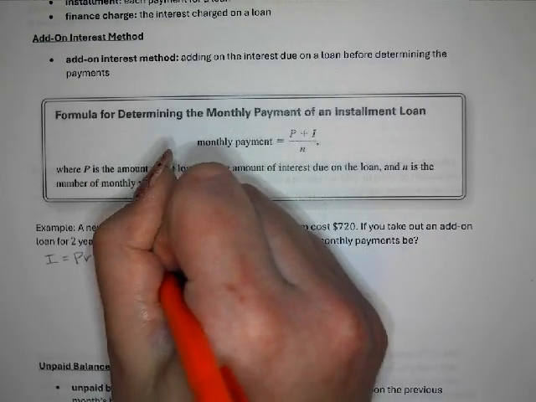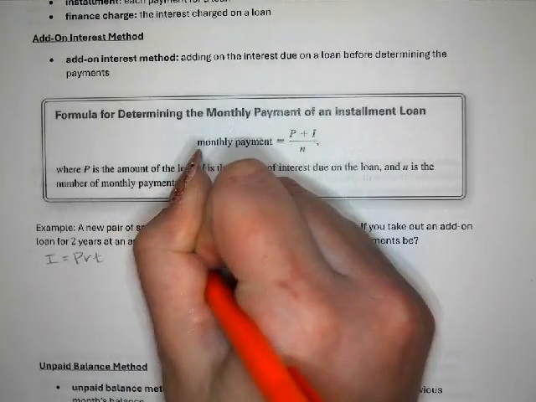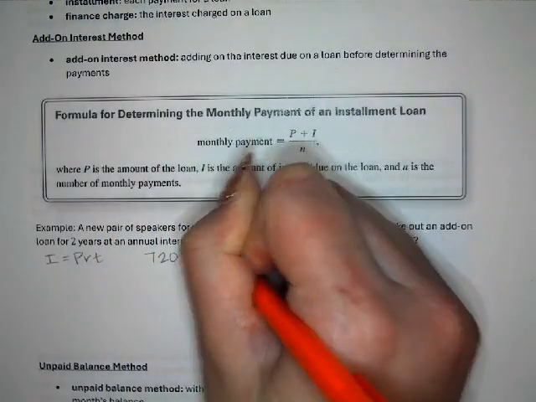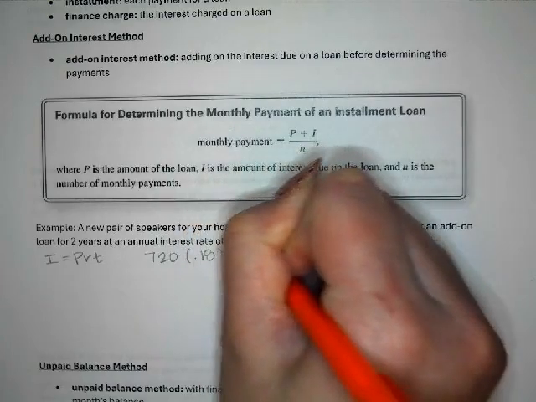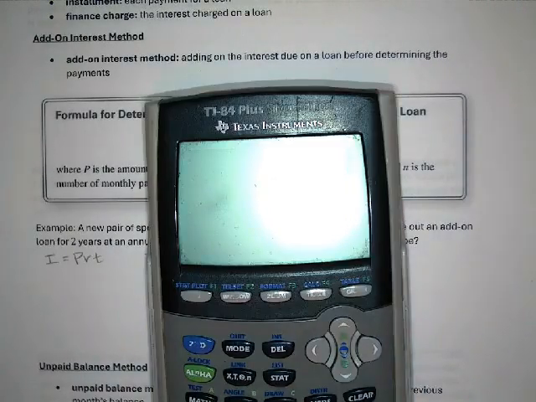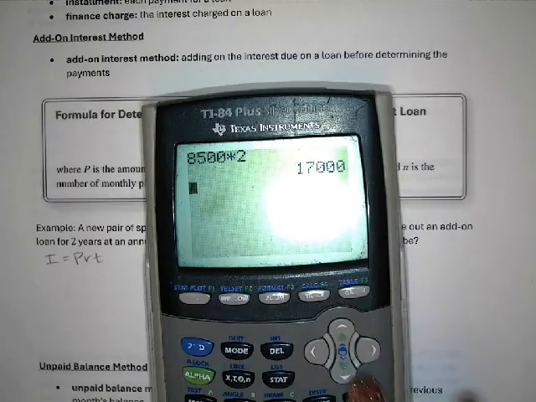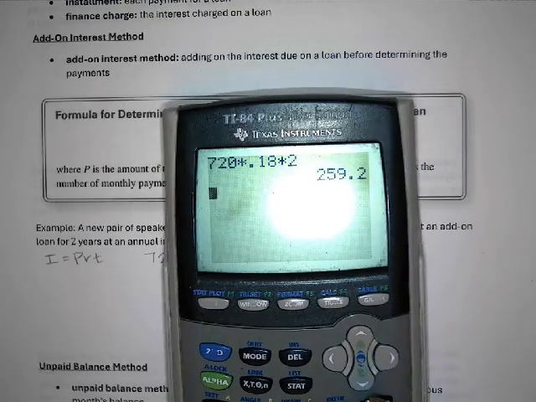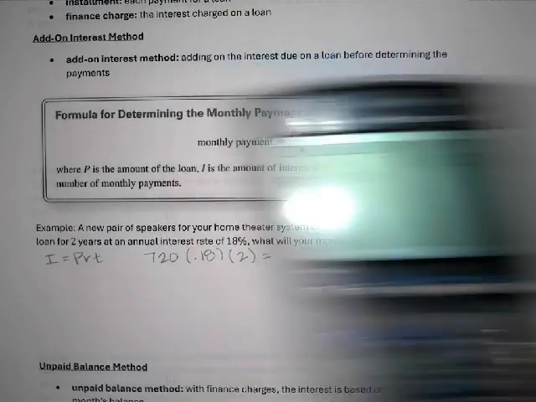So for this situation, we're going to have $720 multiplied by an interest rate of 18% for 2 years. And so the interest that we will end up paying for these speakers is $259.20.